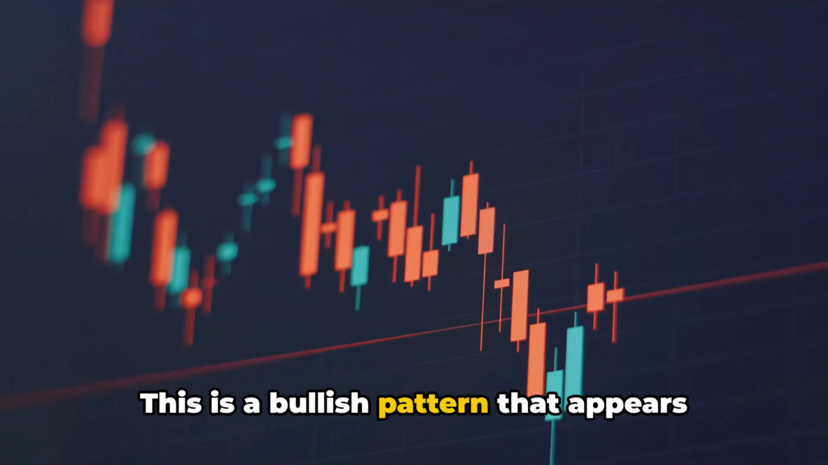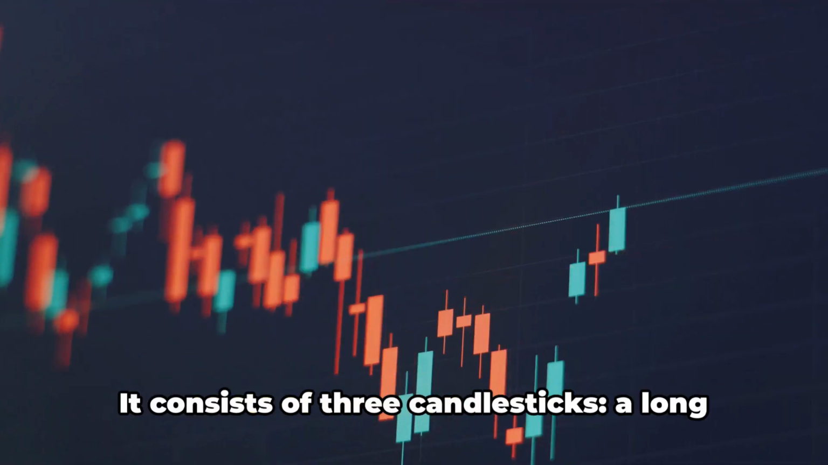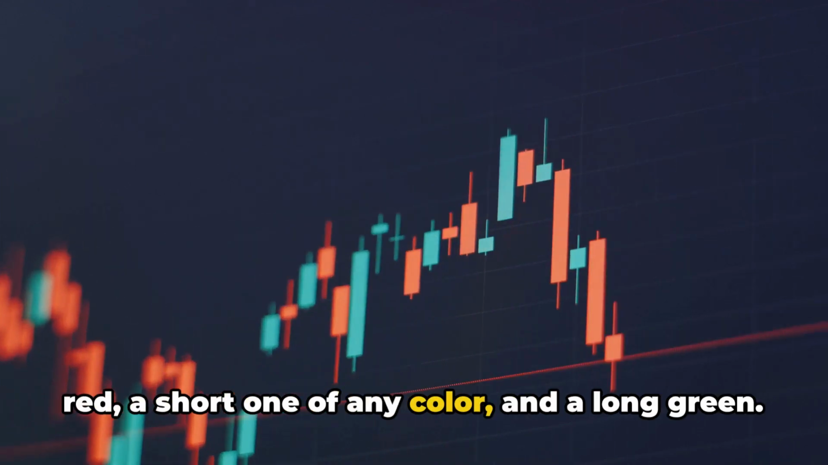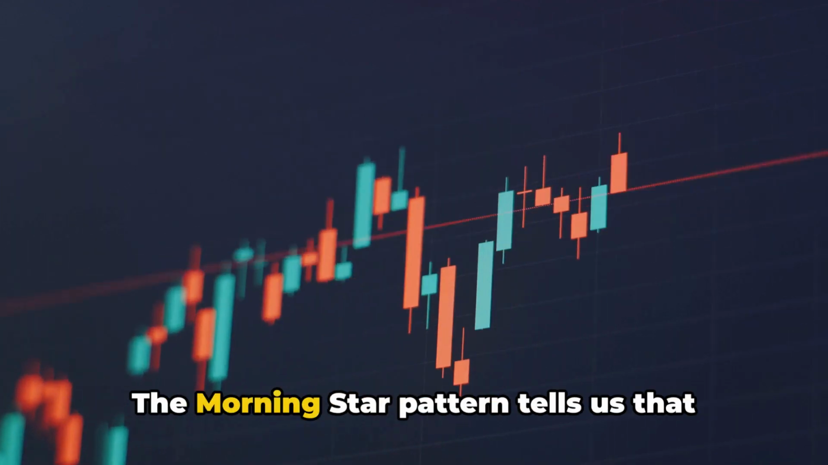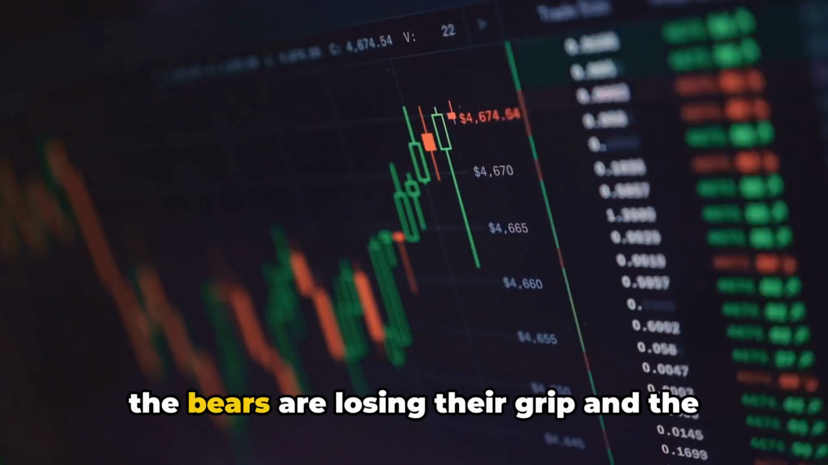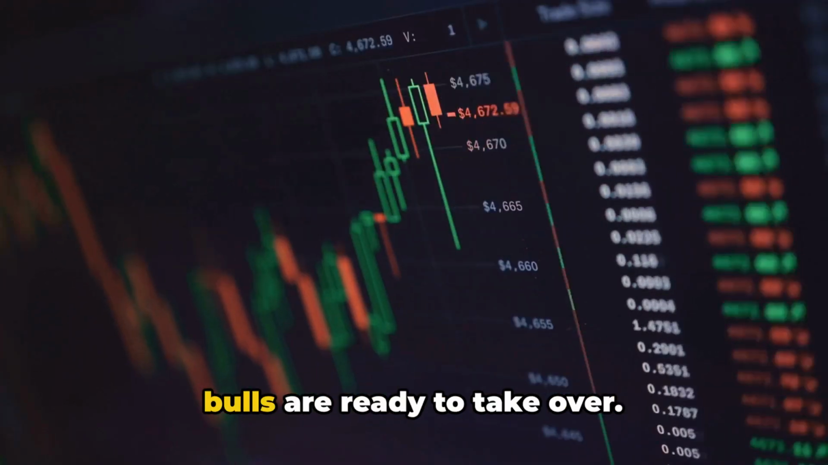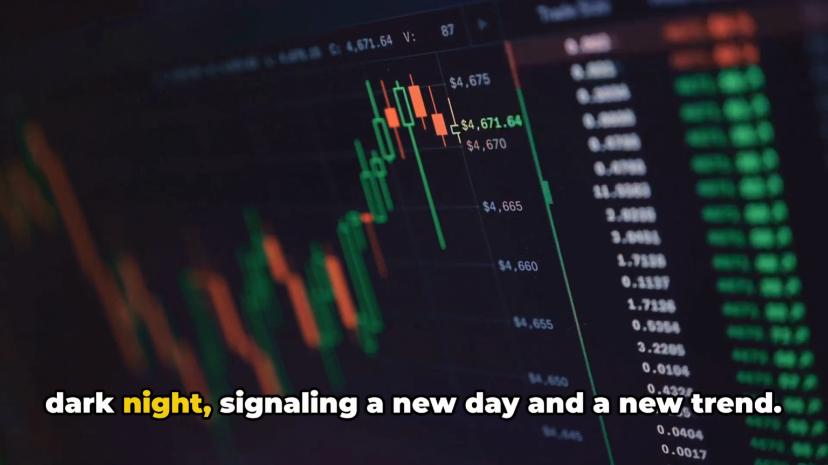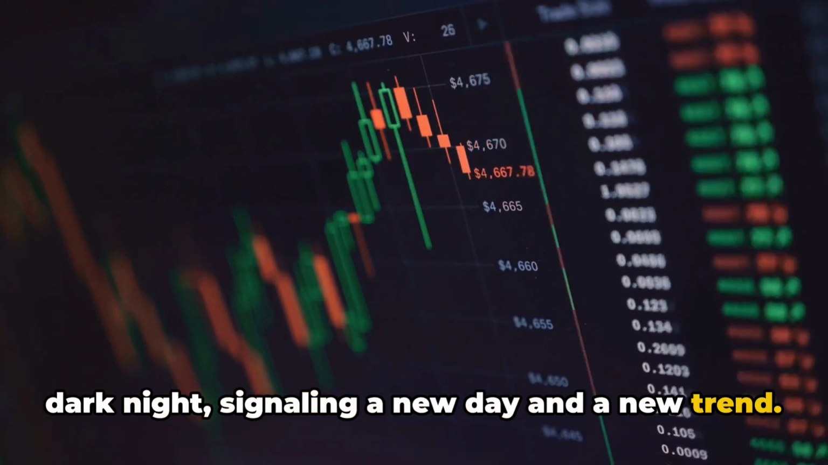This is a bullish pattern that appears after a downward trend. It consists of 3 candlesticks, a long red, a short one of any color, and a long green. The morning star pattern tells us that the bears are losing their grip and the bulls are ready to take over. It's like the first light of dawn after a dark night, signaling a new day and a new trend.